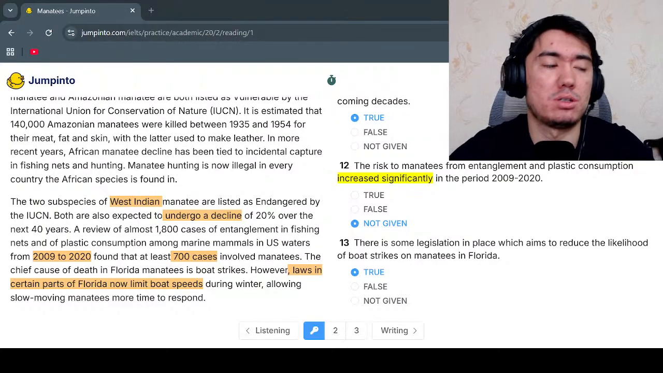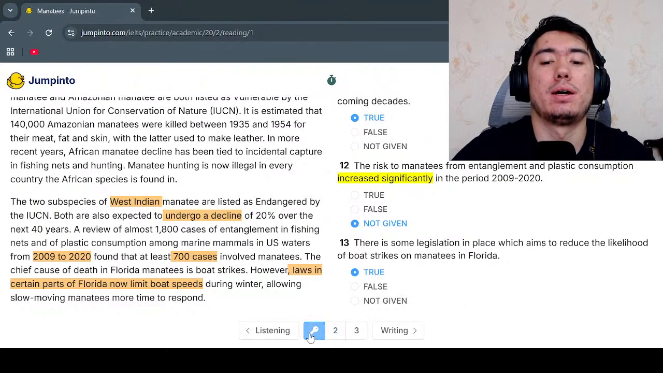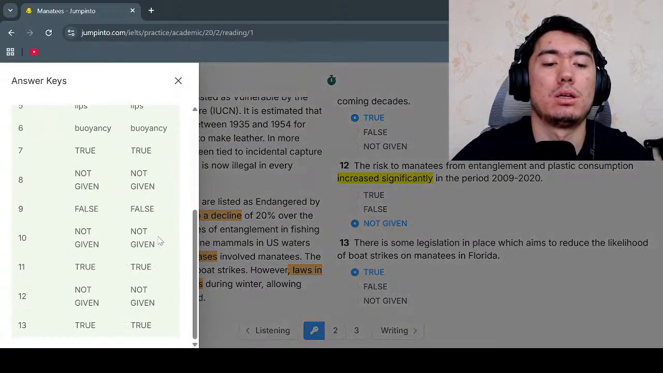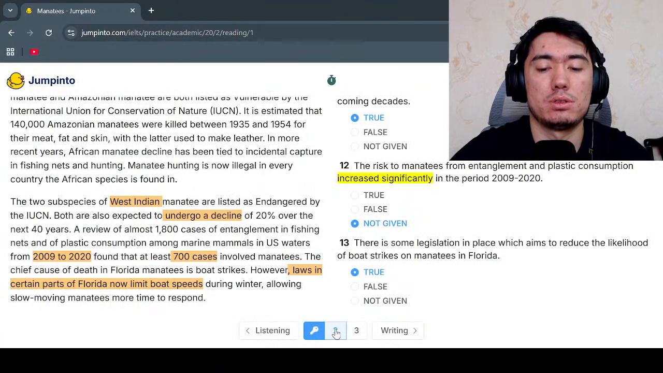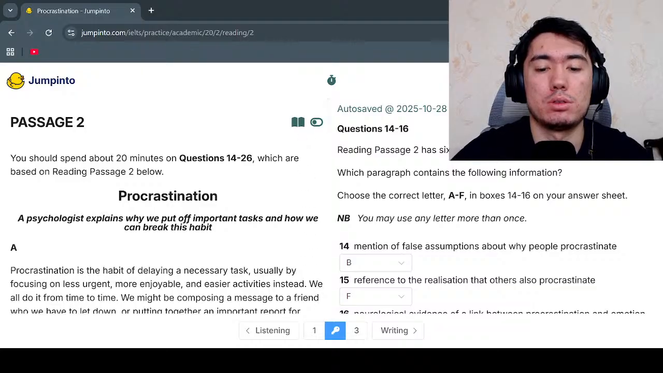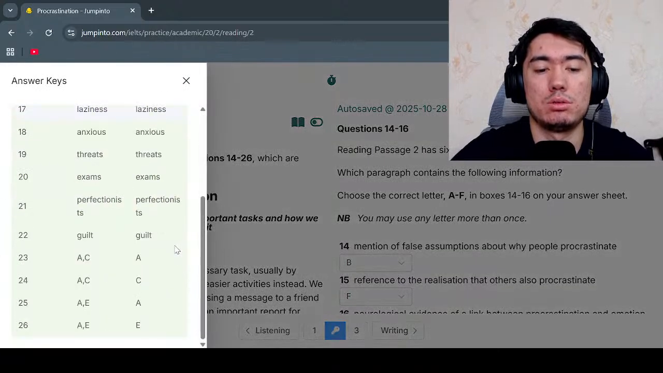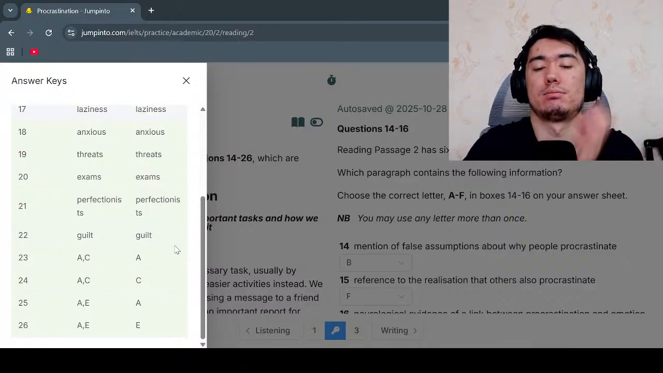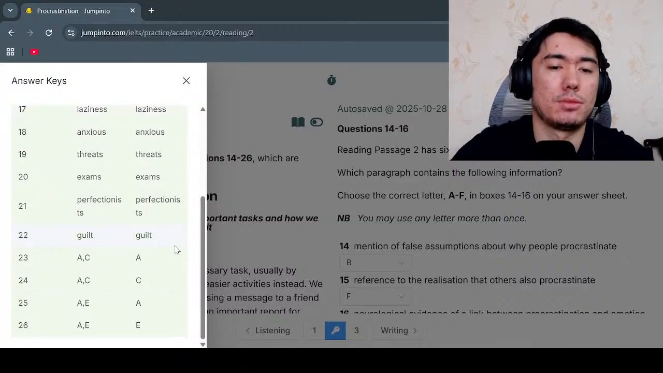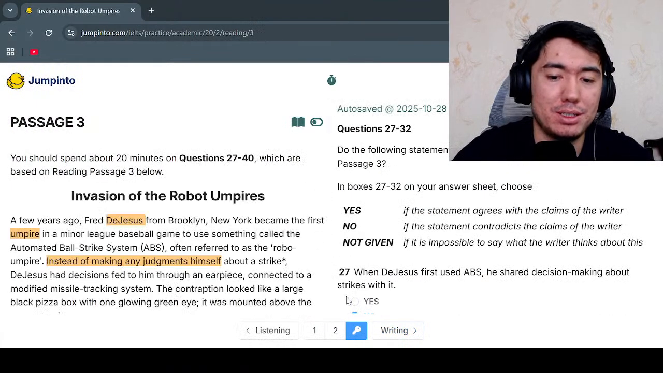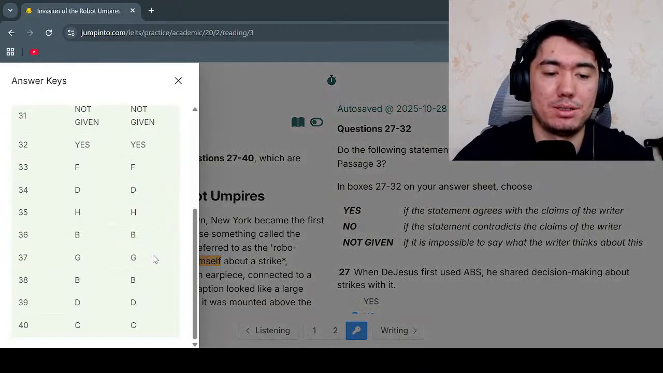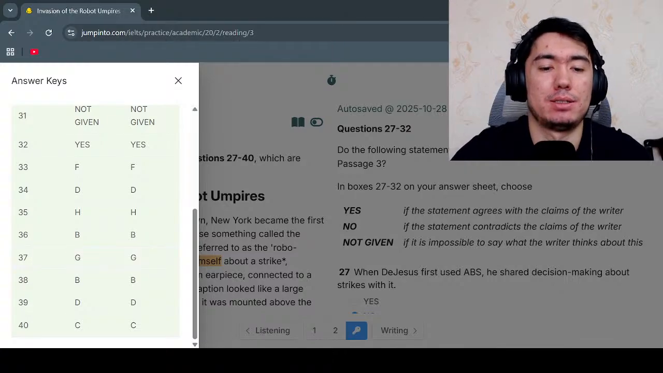I'll just check the answers. Yeah, let's see. Okay, beautiful. All correct. So, yes, in fact, there was only one false answer among 7 in total. True, false. So, passage 2, all green. Okay. Passage 3, easy peasy. Easy peasy.